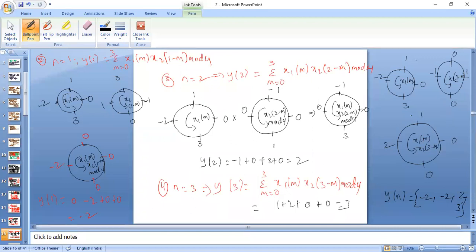Here it was wrong. If you observe, 1 into 0 is equal to 0, isn't it? So it would be 0. So it should be 2. So y of n is equal to minus 2, minus 2, 2, 2. Right?